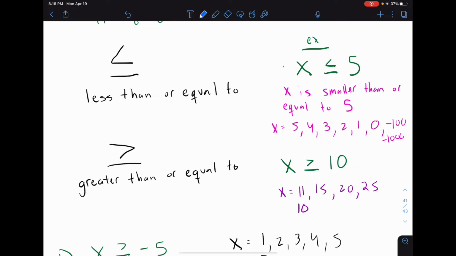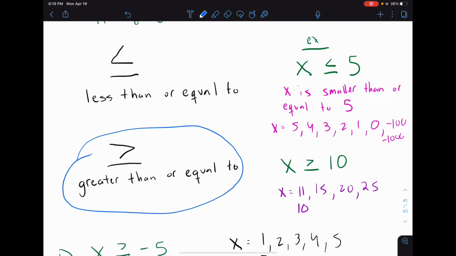And I have an example. X is less than or equal to 5. X es menor o igual a 5. So x is smaller than or equal to 5. My x's can be, mis x's pueden ser 5 because it's equal, es igual a 5. It could be 4, 3, 2, 1, 0, -1, -1000. It is anything that is smaller than 5. Es todo lo que sea más pequeño que 5, pero también puede ser 5.